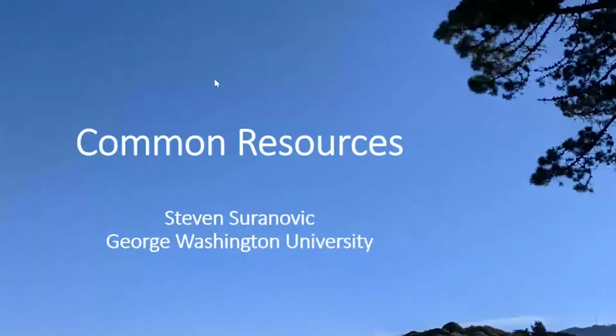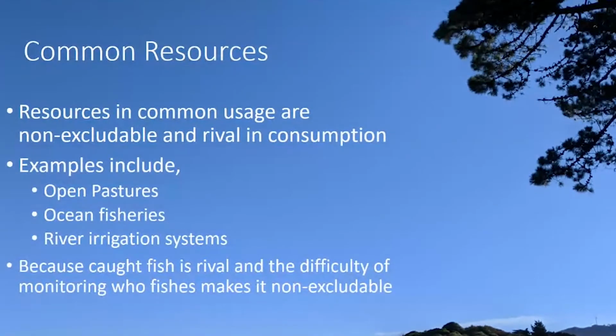Okay, common resources. First up, what is a common resource? Resources in common, another way to state the same thing. A resource in common usage has the two following features. They are non-excludable in consumption and rival. So notice that this is different from a public good. A public good is non-excludable and non-rival in consumption, whereas a common resource is non-excludable and rival in consumption.